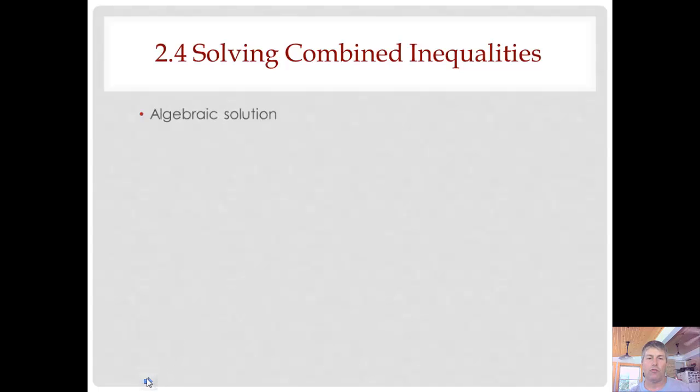Okay. So when we solve combined inequalities, we have a different solution. I think one of our solutions was x is greater than negative 4. I think that was our solution. Okay, so that would be the algebraic solution. We would write it that particular way: x is greater than negative 4. I don't remember what our last one was. x is less than 6. We'll make that less than or equal to 6. So those are two different algebraic solutions.